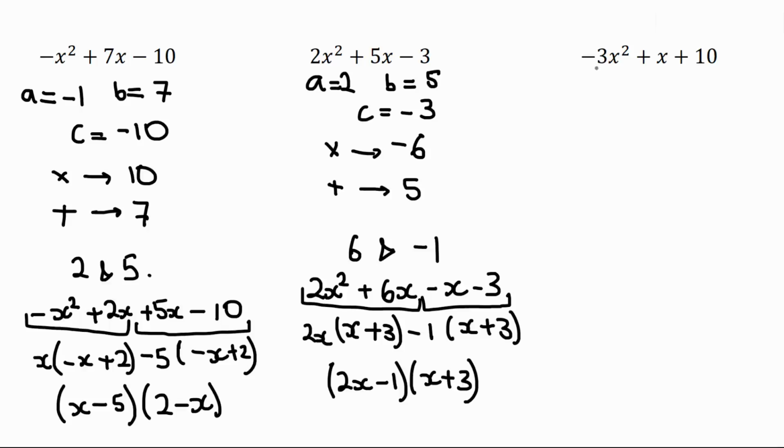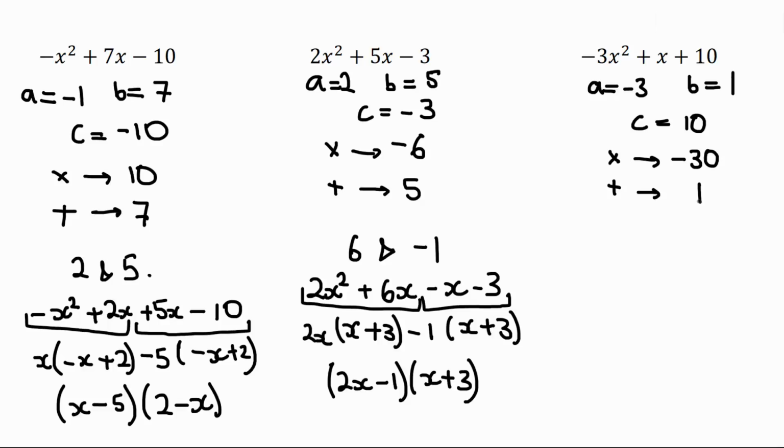but it's also negative. And as before, this method will also work for this. So a here is minus 3, and b here is 1. Remember that there's an invisible 1 there. And c is 10. Now we need to find two numbers that multiply to give minus 30 and add to give 1.